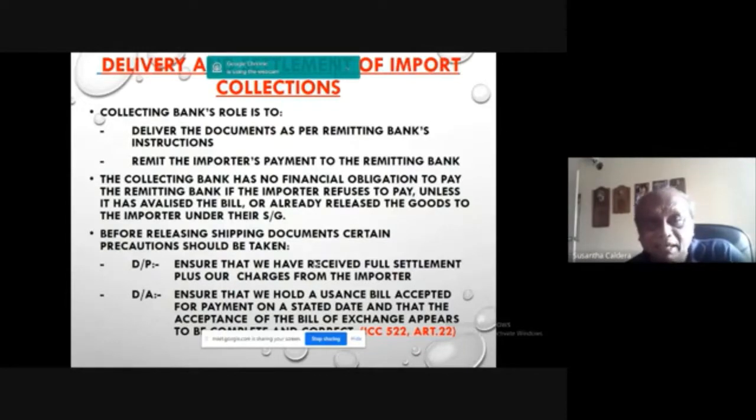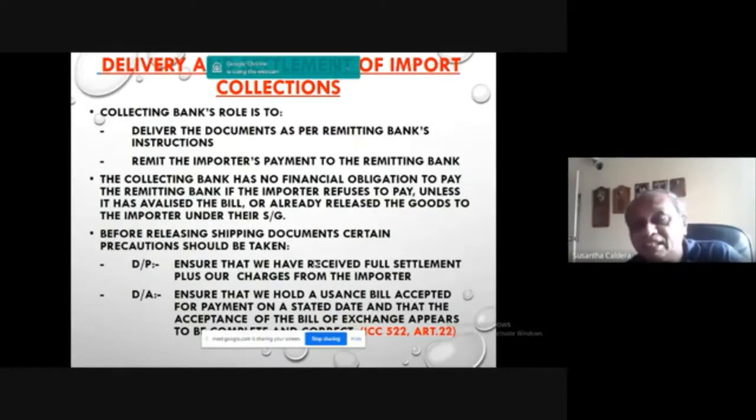The collecting bank has no financial obligations to pay the remitting bank if the importer refuses to pay, unless it has evaluated the bill or already released the goods to the importer under their shipping guarantee. Right? If they have released the goods to the importer under shipping guarantee, then they are obliged to pay.